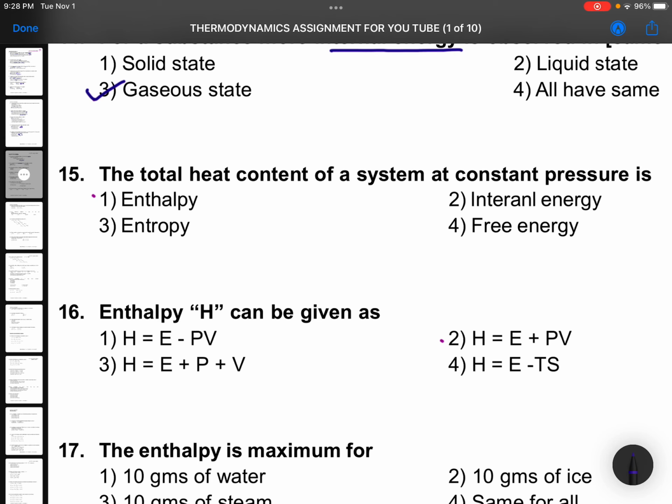The total heat content of a system at constant pressure. This is the definition of enthalpy. Enthalpy is given by H. Calculation of H is not possible, so we will go with delta H, the change in enthalpy. And it is the definition: total heat content of the system is delta H.